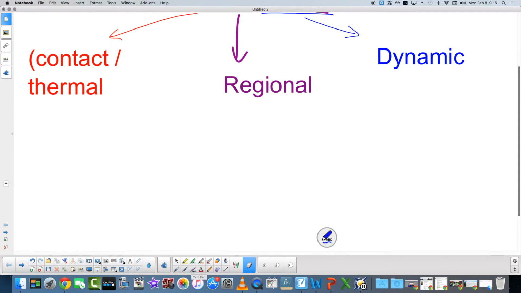Let's try to be consistent with color here. Boom.